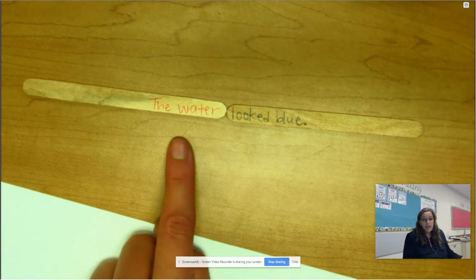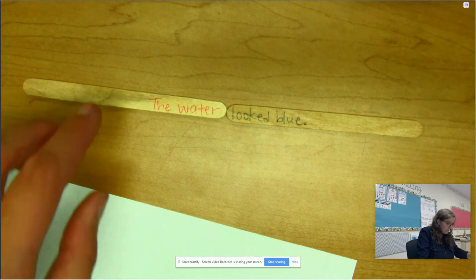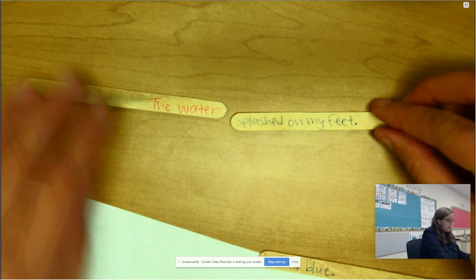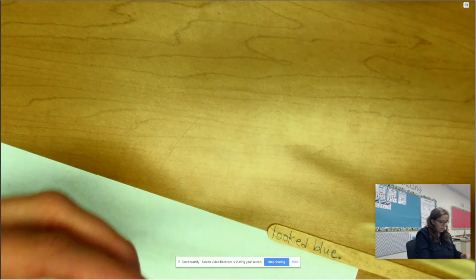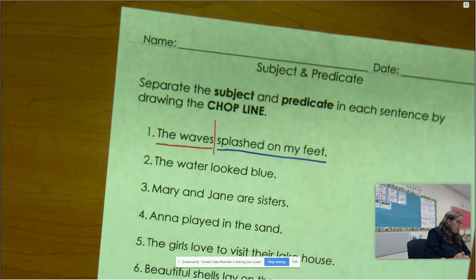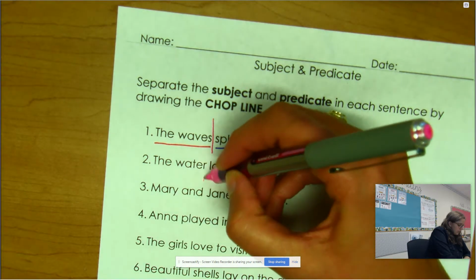It could have also said the blue water splashed on my feet, right? We can have different subjects and different predicates mixed up, okay? So on here, my chop line is going to go between the water and looked blue. It's going to go right between there.